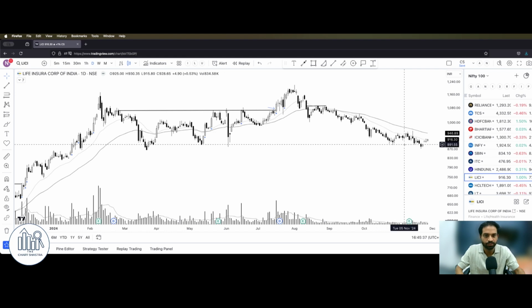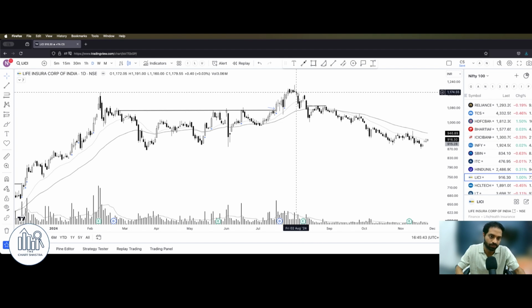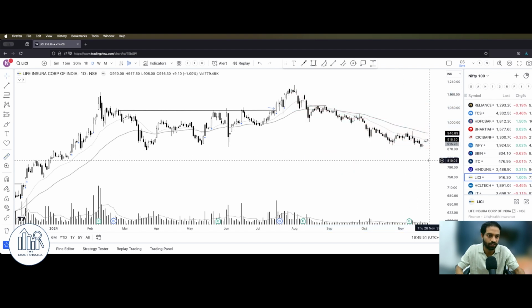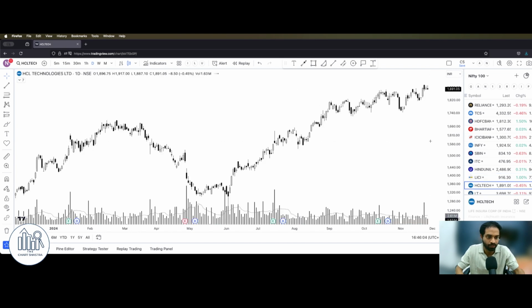The next chart is LIC. Again, pre-budget, there was a bit of hype. Once the budget was completed, you can see that there has been some selling. It is actually a kind of big correction. The stock has corrected almost 27% from here. As you can see, whenever the stock tried to move up, it got rejected at these moving averages. This is how the price action is forming in LIC.